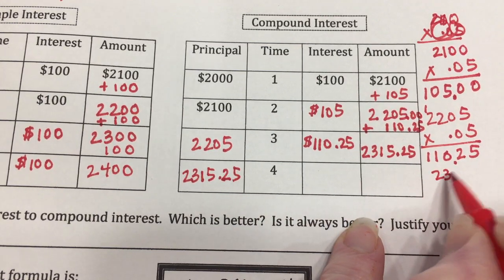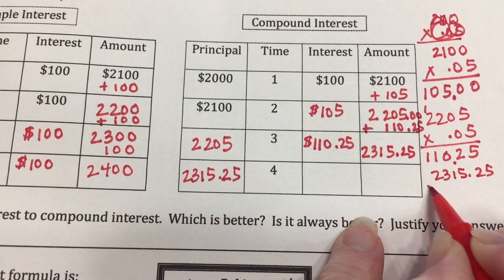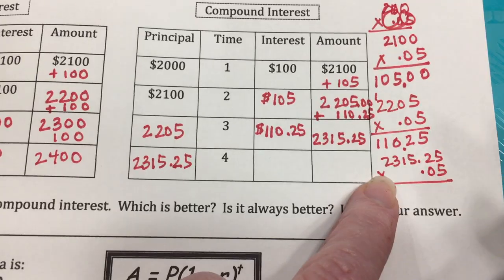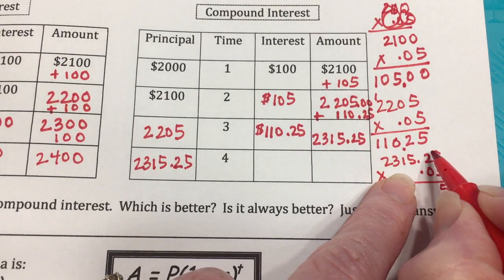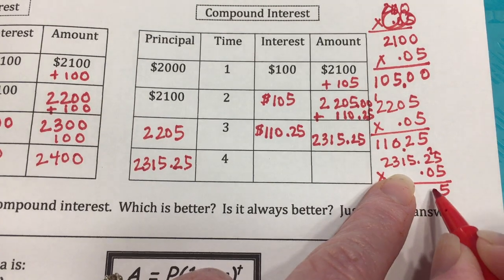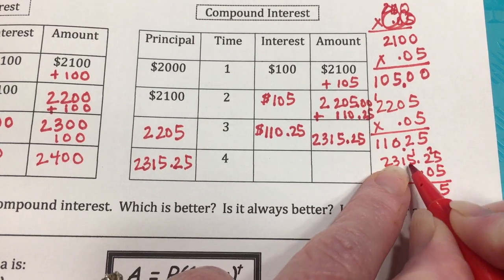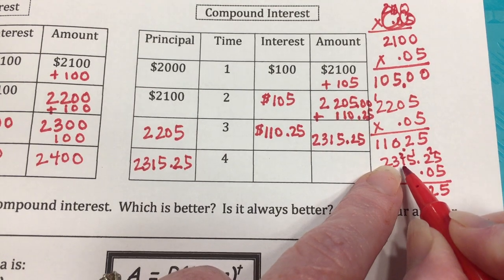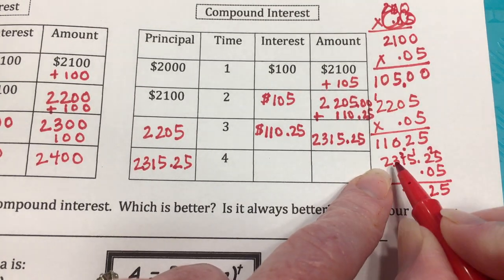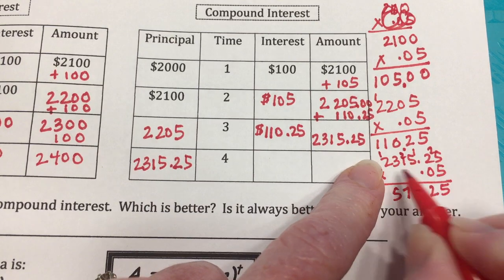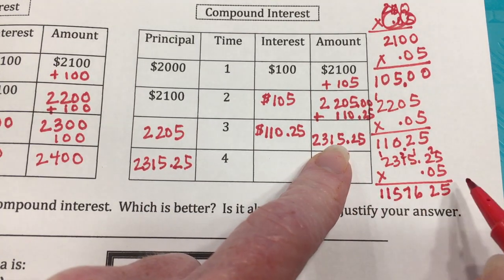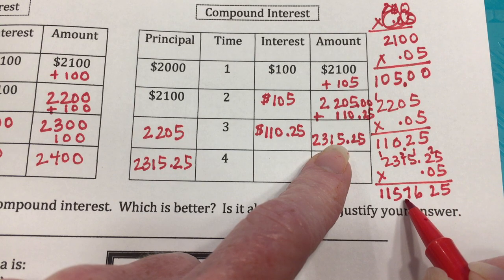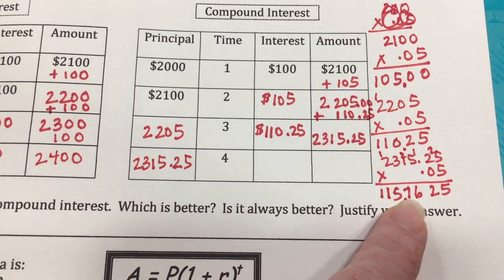So 2,315.25 times 0.05, and then times 1, so that doesn't change because it's just a year. So 25, carry your 2, 5 times 2 is 10, plus 2 is 12, 5 times 5 is 25, plus 1 is 26, carry your 2, 5 times 1 is 5, plus 2 is 7, 5 times 3 is 15, 5 times 2 is 10, plus 1 is 11. There's 1, 2, 3, 4 decimal places. So 1, 2, 3, 4. Put it between the 5 and the 7.